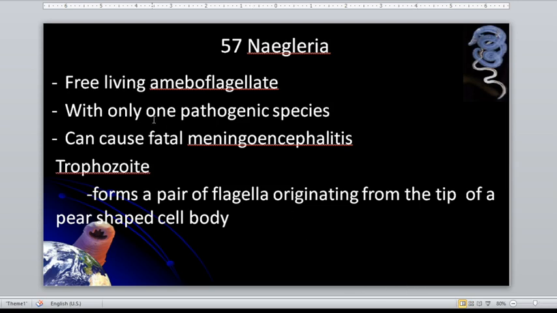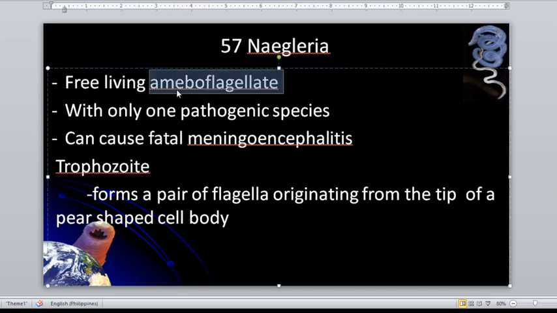So, it is a free-living amoeboflagellate. Why amoeboflagellate? Because among the parasites that we discuss under amoeba, it is the only parasite with a flagellate form. Therefore, it has three different forms: the cyst, the trophozoite, and the flagellate form. There is only one pathogenic species, the Naegleria fowleri, which can cause fatal meningoencephalitis.